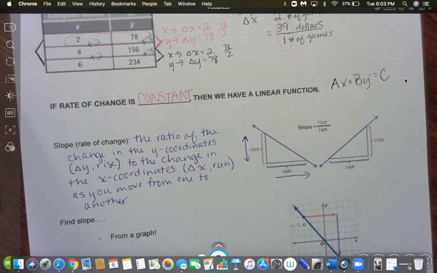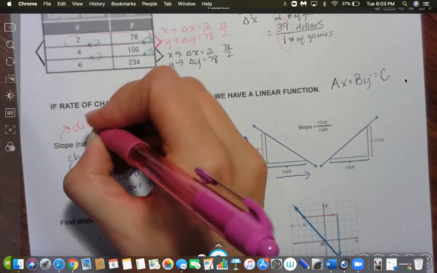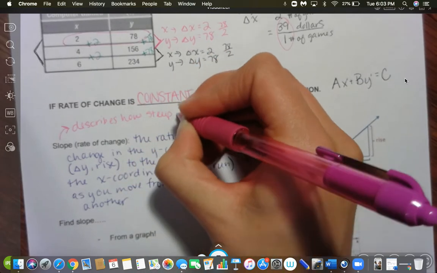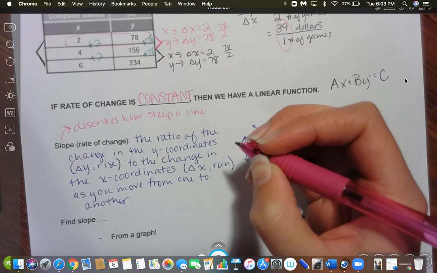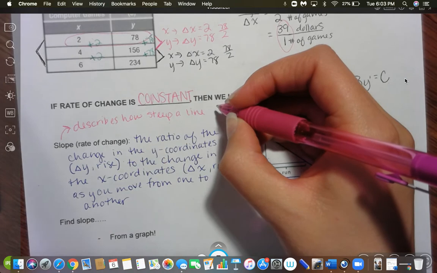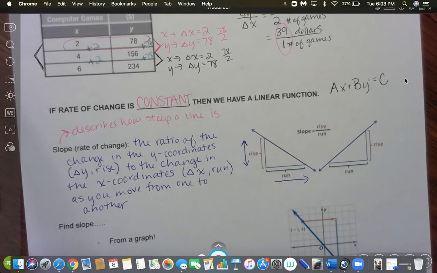All right, so what slope does, I'm going to write it right up here. It describes how steep a line is. So the value of your slope, so slope will end up being a number, right? It's a ratio. It'll tell you how steep your line is. So as you get farther from zero, whether in the positive or negative direction, your slope will get steeper. As you get closer to zero, so even if you start getting into fractional slopes or decimal slopes, your line will get less steep and come closer to being a flat line.